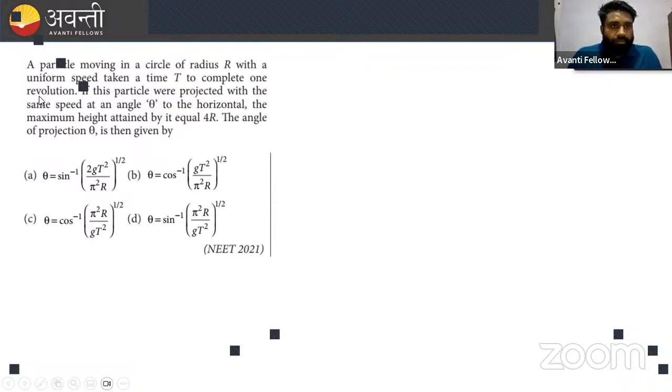A particle moving in a circle of radius r with a uniform speed takes a time t to complete one revolution. If this particle were projected with the same speed at an angle theta to the horizontal, the maximum height attained by it equals 4r. The angle of projection theta is then given by. Now try to solve it.